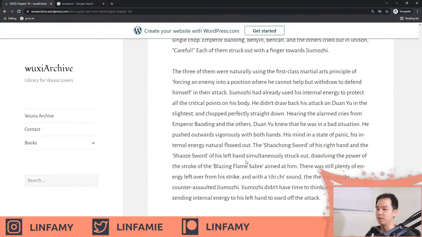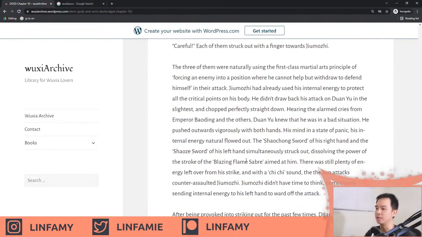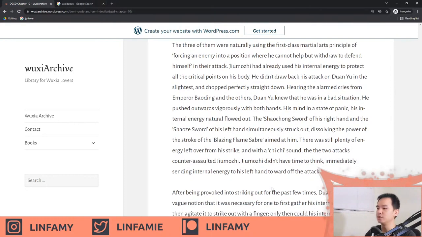Hearing the alarmed cries from Emperor Baoding and the others, Duan Yu knew that he was in a bad position. He pushed outwards vigorously with both hands, his mind in a state of panic. His internal energy naturally flowed out. The Shao Chong sword of his right hand and the Shao Zi sword of his left hand simultaneously struck out, dissolving the power of the stroke of the blazing flame saber aimed at him. There was still plenty of energy left over from his strike, and with a ch-ch sound, the two attacks counter-assaulted Jiumotsu. Jiumotsu didn't have time to think, immediately sending internal energy to his left hand to ward off the attack.